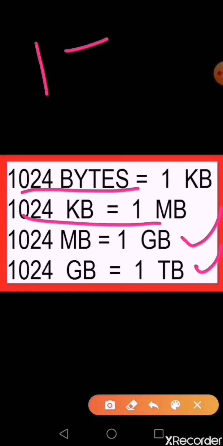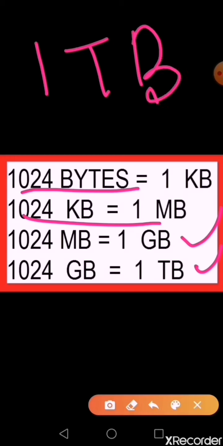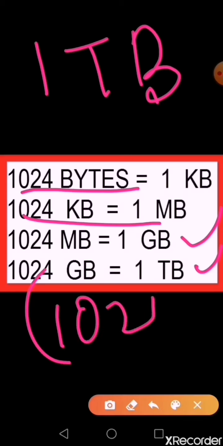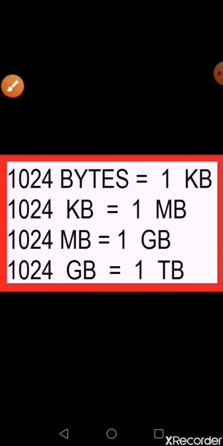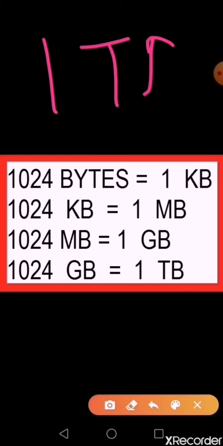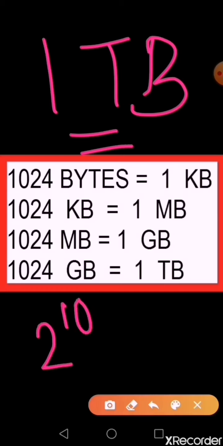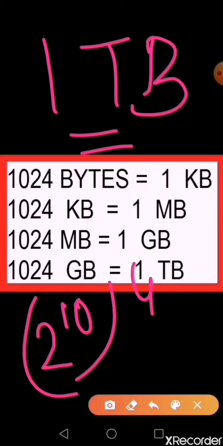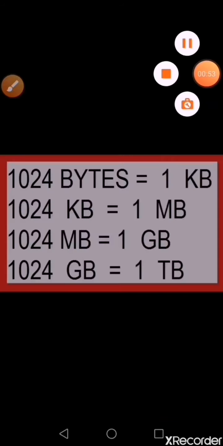So 1 terabyte or TB is equal to the product of four 1024s. That means 1024 to the power 4, and 1024 equal to 2 to the power 10. So 1 TB equal to 2 to the power 10, to the power 4 bytes, which is equal to 2 to the power 40 bytes.